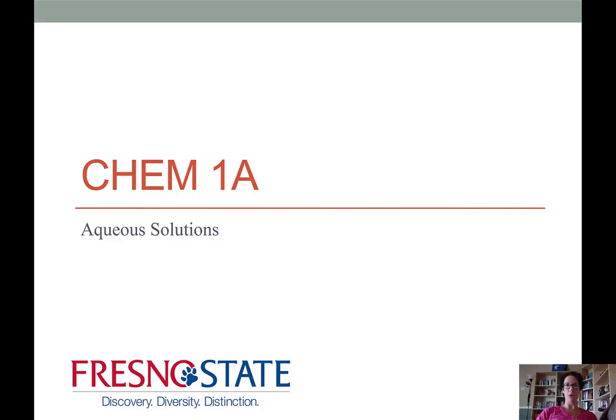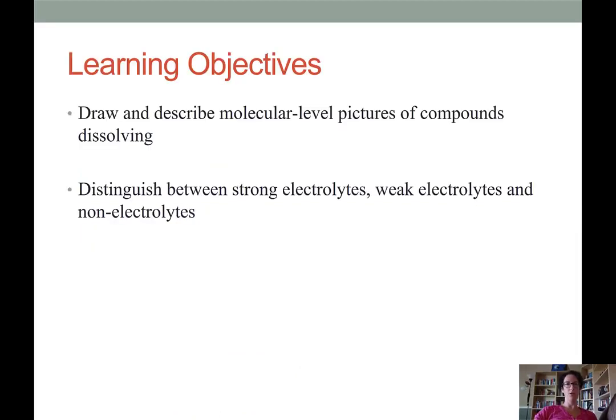This time we're going to talk about what happens to molecules when they dissolve in water. So the learning objective is to be able to draw and describe at the molecular level, so the microscopic domain, pictures of compounds that have dissolved in water. You'll then learn to distinguish between strong electrolytes, weak electrolytes, and non-electrolytes.